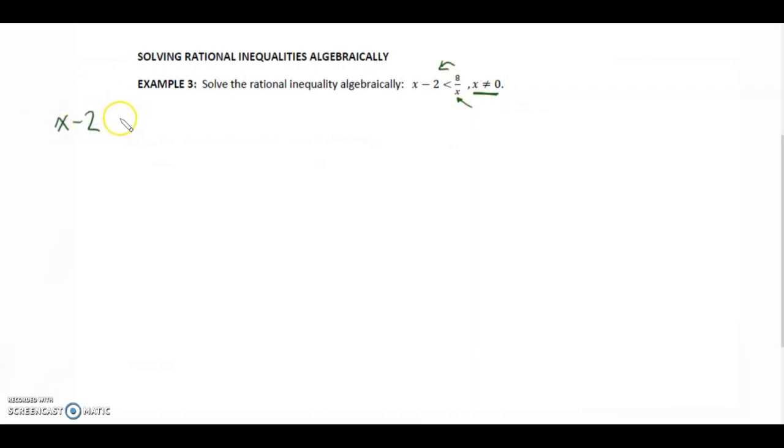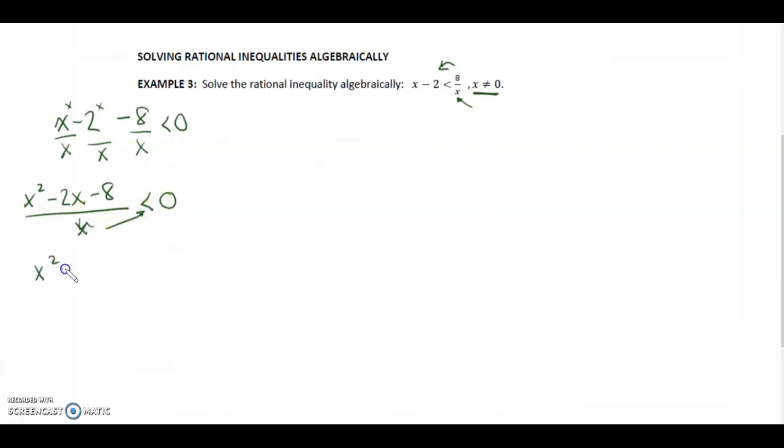So let's move over the 8 over x. I get x minus 2 minus 8 over x is less than 0. Now we have to find a common denominator. So I'm going to multiply the x and the negative 2 by x over x, and leave the negative 8 over x. So I get x squared minus 2x minus 8, all over x, is less than 0. Cross multiplying, I can get rid of the x. We're simply dealing with this quadratic. We want to know when this is less than 0.